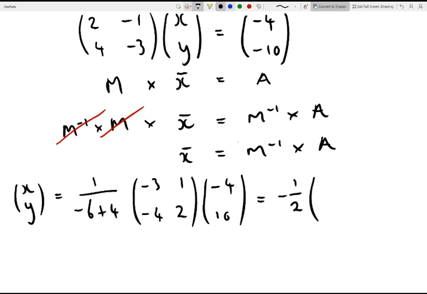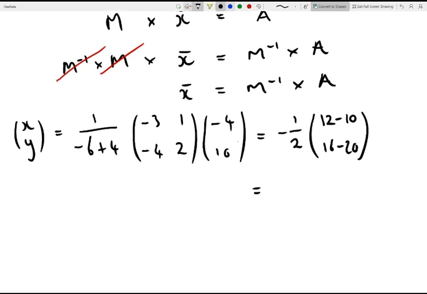Minus a half, 12 minus 10, and 16 minus 20. So we have minus a half, 2, minus 4, which gives us minus 1 and 2, which means x equals minus 1 and y equals 2, which is consistent with the substitution and elimination methods. So we know we got it right.